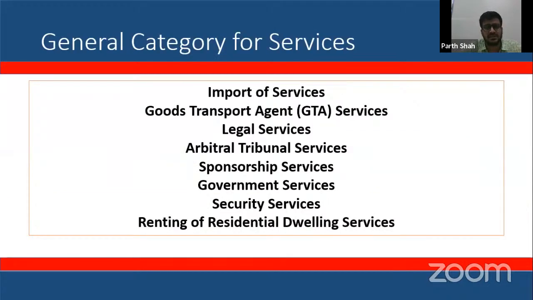So the first category basically includes import of services, GTA services, legal services, arbitral tribunal services, sponsorship services, government services, security services, renting of residential dwelling services. All of these are generally applicable to most of the registered persons. In this, renting of residential dwelling is the latest one, which has been introduced with effect from 18th July itself, and there have been certain changes in GTA as well. So we will also be covering those aspects as and when we go ahead and discuss each of these individually.